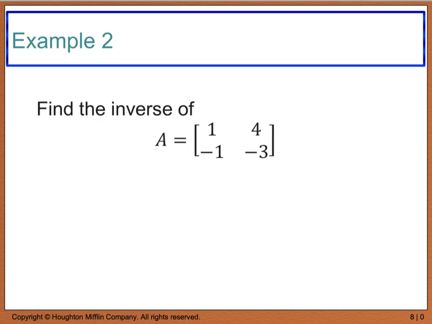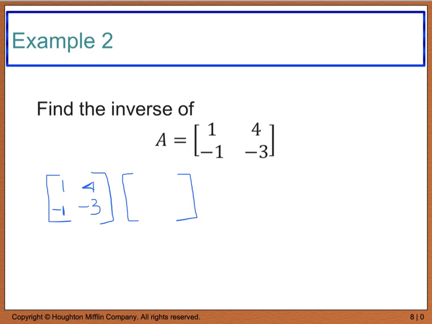Now, for the purposes right now, what I would like you to do is just set this up, and then I will show you in class how to do this in your calculator. The first thing we're going to do is rewrite our coefficient matrix, which is what was given. So I have 1, 4, -1, negative 3.